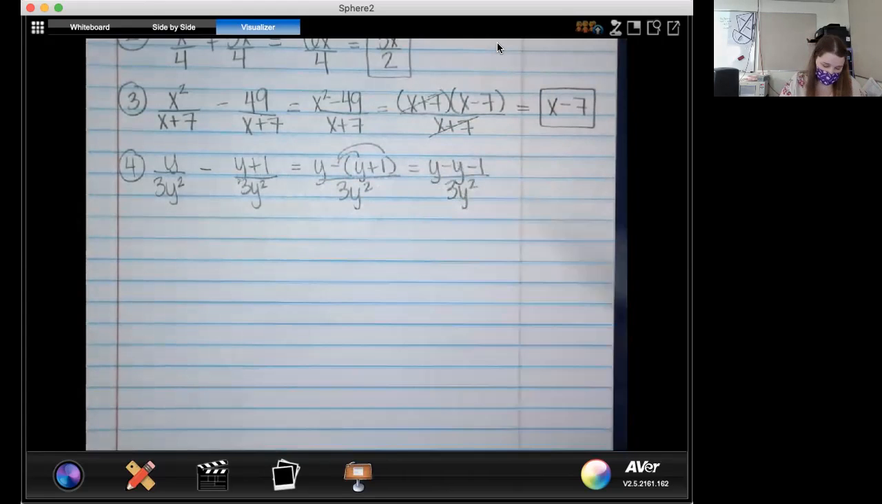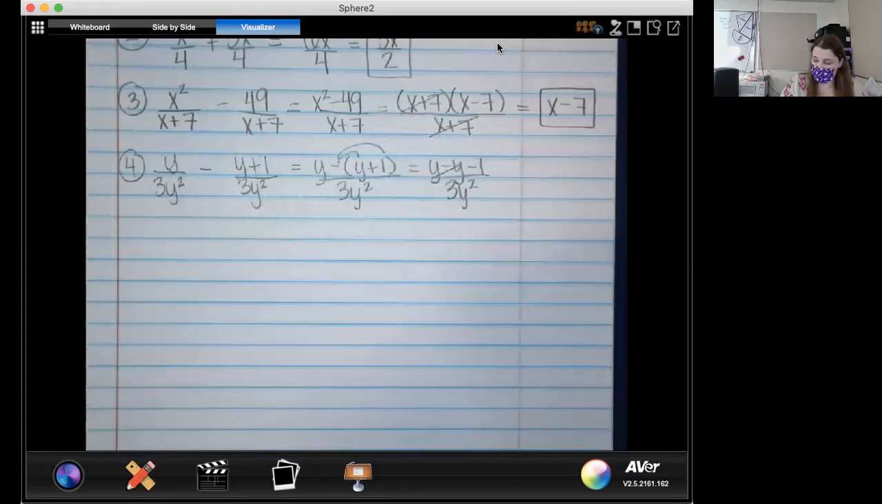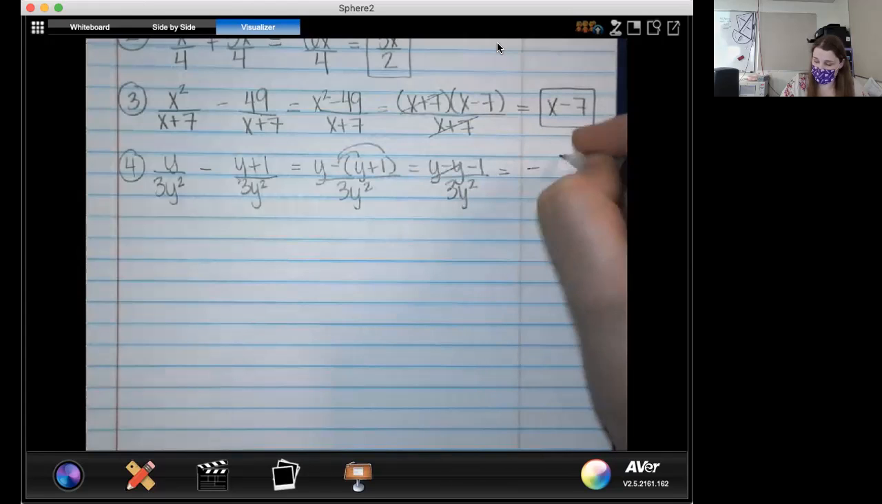So because of that, what would this simplify? What would happen? Yeah, so y minus y simplifies, and we would just get negative 1 divided by 3y squared.